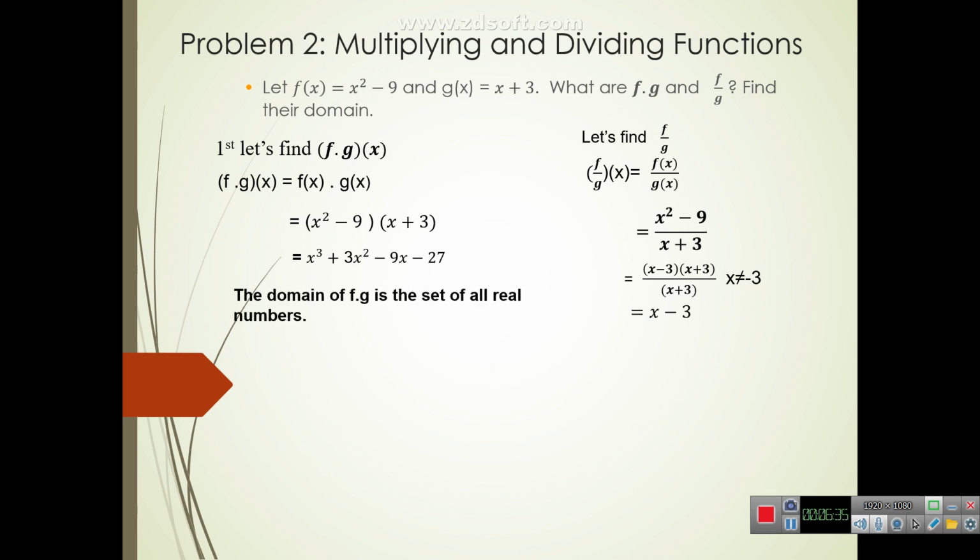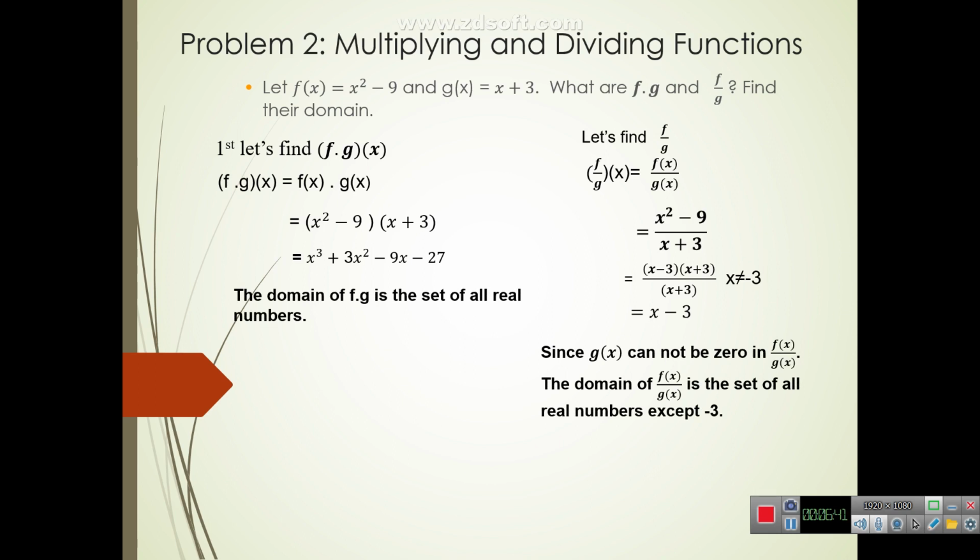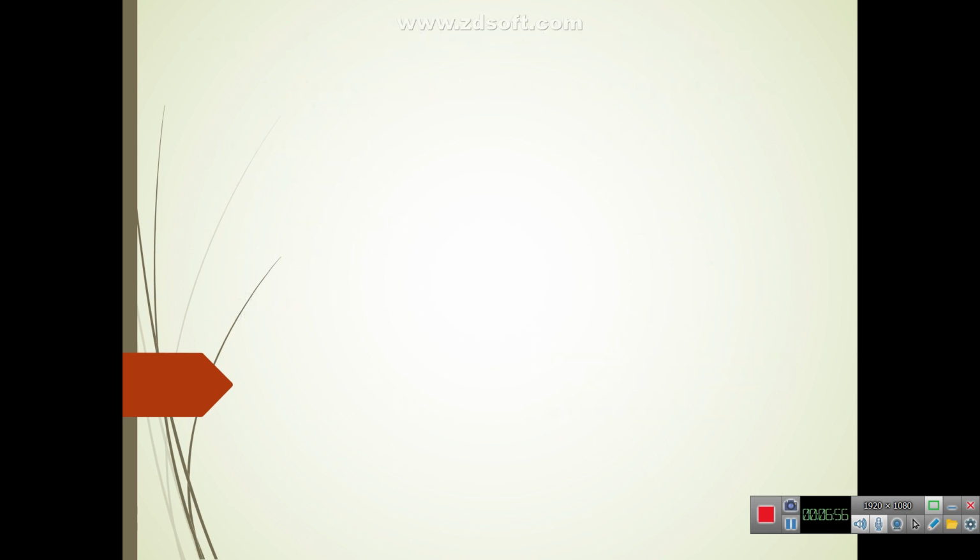Domain of f times g is the set of all real numbers, as we said earlier. But here, for the quotient, because division by 0 is undefined, x cannot be negative 3. Therefore, the domain will be the set of all real numbers except negative 3. This is problem 2. Now, let's proceed to problem 3.